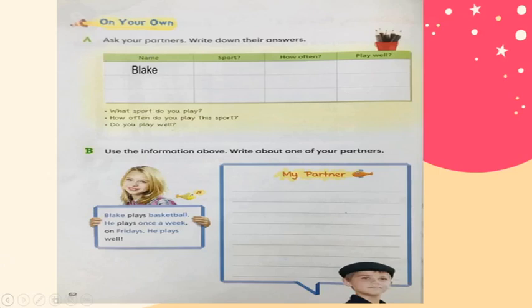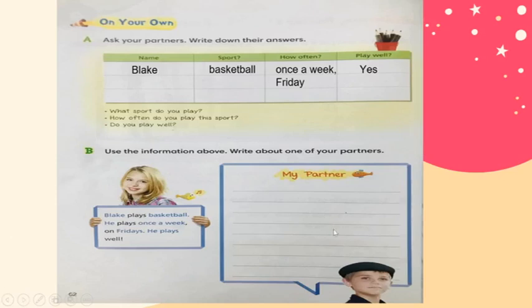What sport do you play? So she plays basketball, right? And how often do you play this sport? Once a week, Friday. So she always plays basketball once a week, every Friday. And the last question, do you play well? Yes, right?